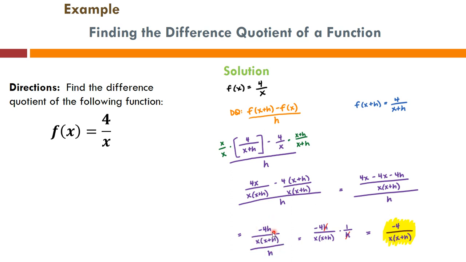Now, this is a complex fraction, which means that I have a fraction sitting inside of a fraction. So in order to simplify that, I can do keep, change, flip, which is multiplying by the reciprocal. So instead of dividing by h, I can multiply by 1 over h, which is the reciprocal. When I do that, the h's cancel because I have 1 in the numerator and I have 1 in the denominator. So my h's are gone and I can multiply straight across. Numerator times numerator, denominator times denominator. So that leaves me with negative 4 over x times x plus h, okay?